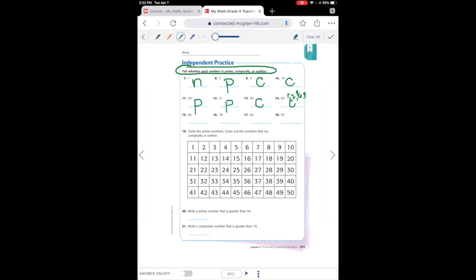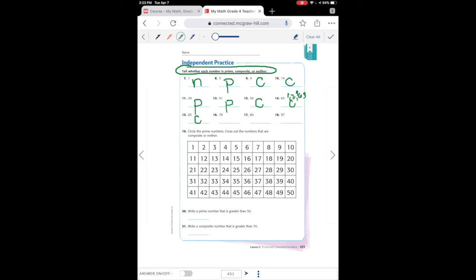65, 1 and 65, and since it ends in 5, it's going to be divisible by 5. I could skip count by 5s, or I could divide 65 by 5 and get a whole number with no remainder. So it is composite because it has more than 2 factors.